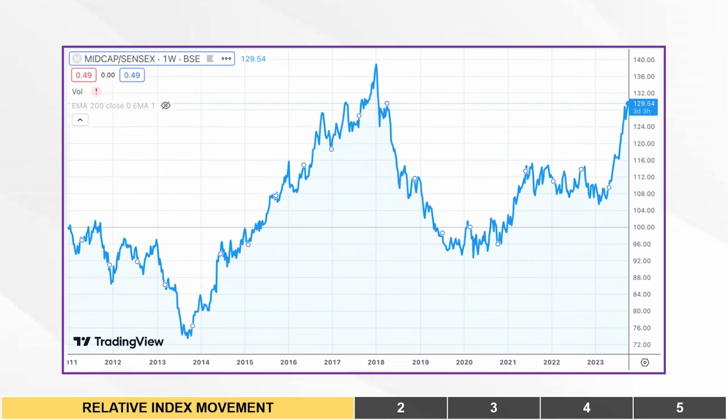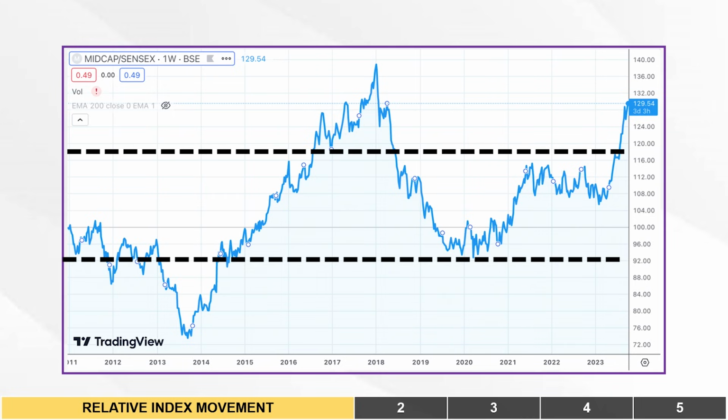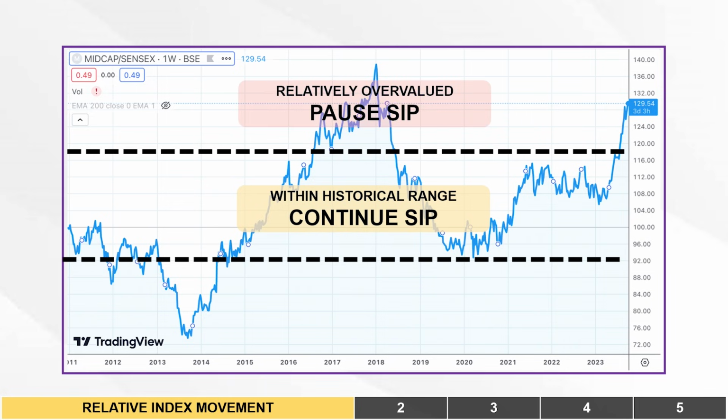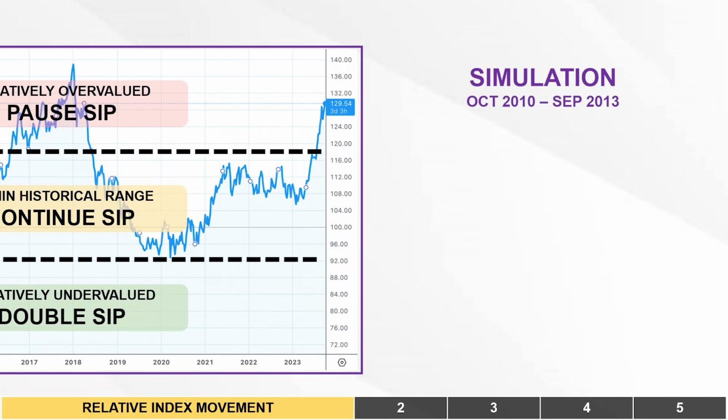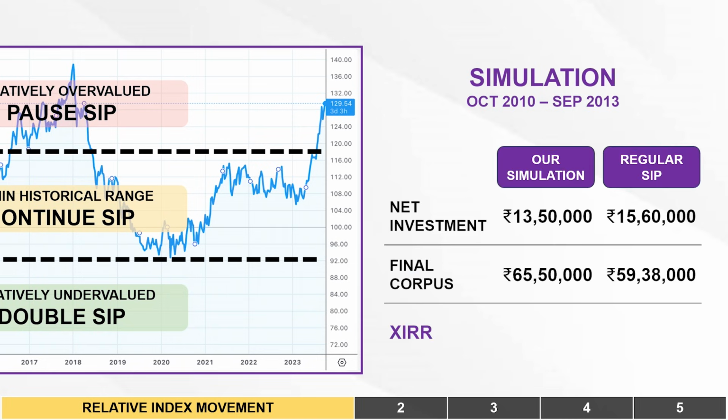Now, as a simulation, and because many of us use the SIP mode of investment, I translated these 3 sections into 3 action points. That is, I either continue the SIP, or else I pause the SIP, or thirdly, when the relative index is in the bottom third, then I double the SIP amount. When I tried it over the last 13 years, so from October of 2010 until September of this year, this particular scenario would have given me a higher corpus at a lower capital as compared to a regular SIP, which on an XIRR basis translates to an extra 0.5%.